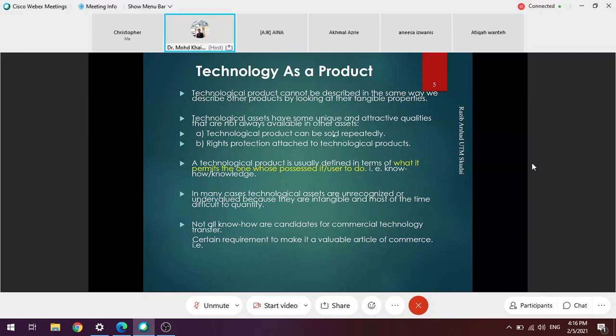So again, in many cases, technological assets are unrecognized or undervalued because they are intangible and most of the time difficult to quantify. For example, in my case, I have several technologies for horizontal directional drilling equipment. Not many people know about this technology. And the other one currently undergoing technology transfer is a stingless bee hive using a concrete material. That one also is not for mass production for the end user. So the knowledge of this is basically unrecognized or undervalued because it is intangible and so on. So this fits the technology transfer concept, right?